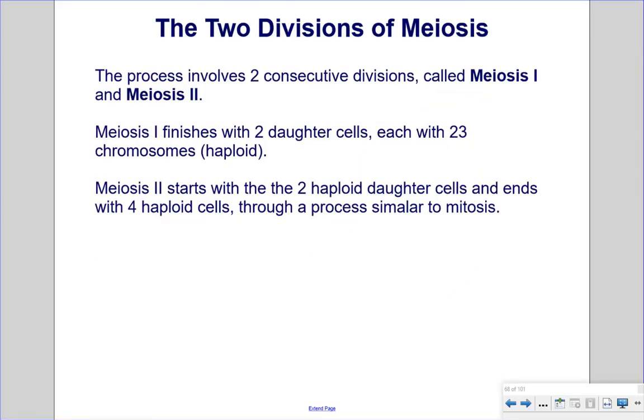The 2 divisions of meiosis. The process involves 2 consecutive divisions, called meiosis I and meiosis II. Meiosis I finishes with 2 daughter cells, each with 23 chromosomes, a haploid. Meiosis II starts with the 2 haploid daughter cells and ends with 4 haploid cells, through a process similar to mitosis.